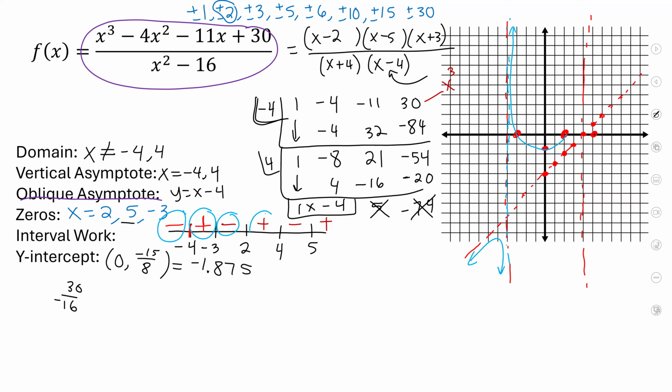After 2, I'm going to be positive again. And then after 4, I must be negative. So I'm going to be down here on the negative side. But after the factor 5, I'm going to be positive. So once I hit this x-intercept at 5, I'm positive. So that is what my graph looks like.